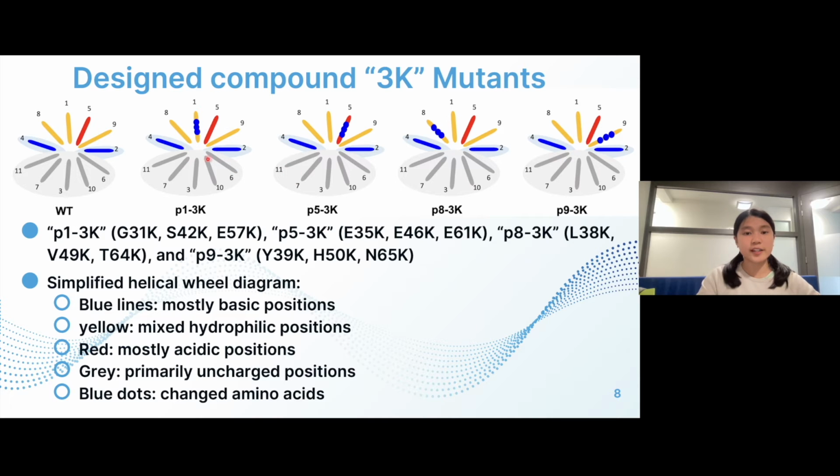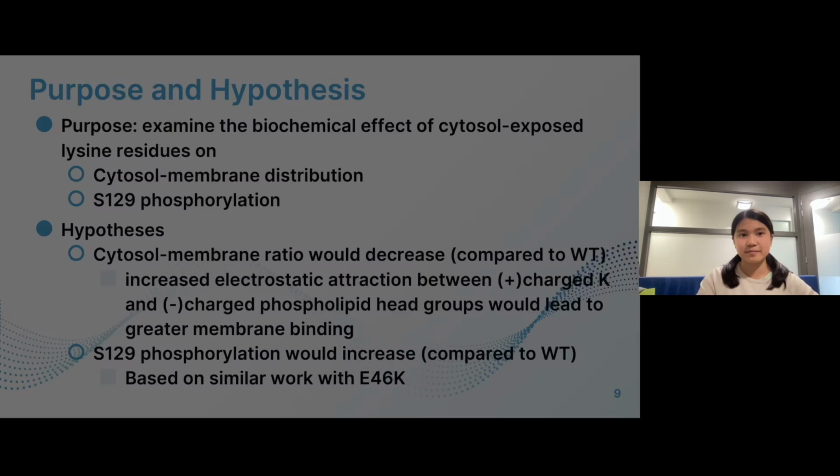The simplified helical wheel diagrams have many representations. The blue lines represent mostly basic positions. The yellow represents mixed hydrophilic positions. Red represents mostly acidic positions. The gray lines are primarily uncharged positions, and the blue dots represent changed amino acids.